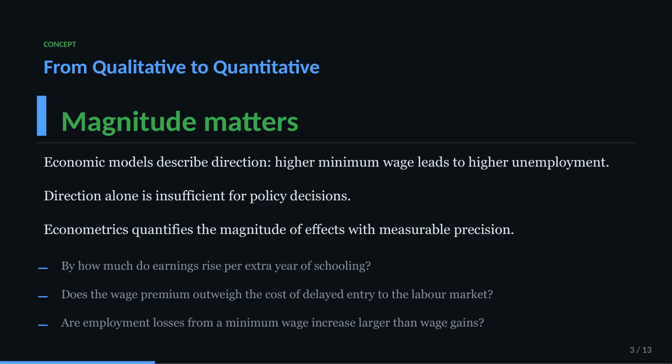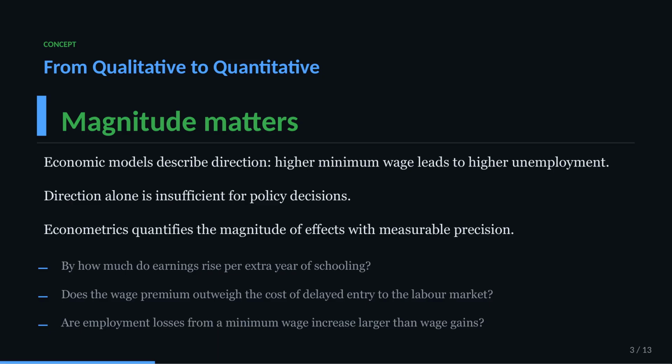This bridge matters because economic theory is often qualitative before it becomes quantitative. A model may tell us that one variable should move up when another changes, but policy decisions require more than sign predictions. Suppose more schooling raises wages. By how much? Suppose a minimum wage increase helps low-wage workers. Do the wage gains outweigh any job losses? Econometrics turns qualitative reasoning into quantitative measurement. It asks not only whether an effect exists, but how strong it is and whether it is estimated precisely enough to support decisions.